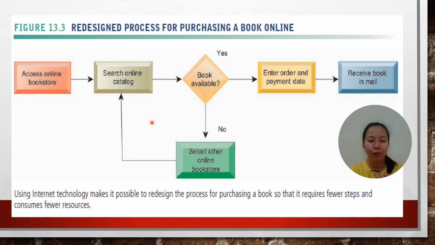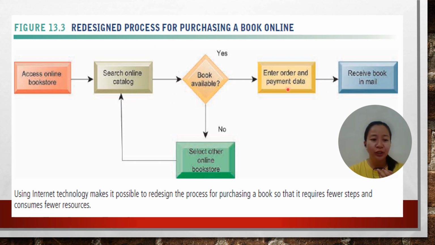Now naman, if there is a redesign na sa process in purchasing a book online, so si customer mag-a-access online sa online bookstore, and then magsa-search siya sa catalog. If available yung book, enter lang niya yung order niya, and then yung payment data, and then marereceive yung book via mail. If not naman available yung book, mag-search siya sa ibang online bookstore. And then mag-search again, and the process again.